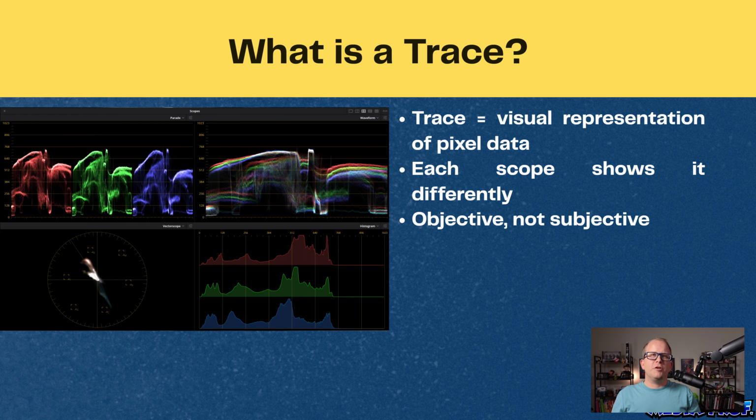So first things first, you're going to hear me say this a lot. I'm going to use the word trace. A trace is that little squiggly line or blob that you see on your scopes. It's the visual representation of the pixels in your image. And here's the big deal. Your eyes can lie to you, but scopes don't. Scopes are objective. They don't care about your monitor settings or the lighting in your room. They're showing you the raw data. Each scope shows this trace differently, and I'm going to take you through each of those right now.